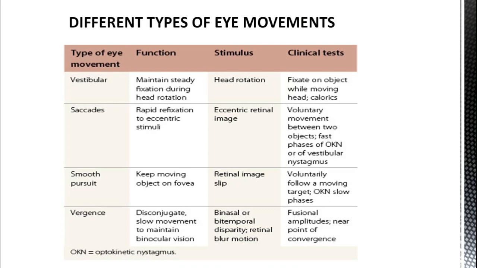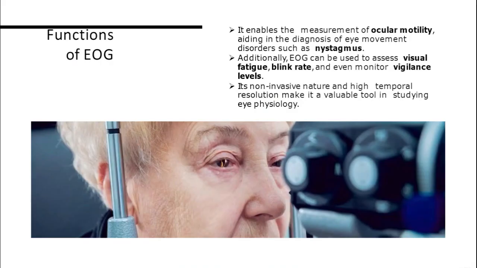It is a slow movement to maintain binocular vision. Now coming to the functions of EOG, it enables a measurement of ocular motility, that is the free movement or the normal movement of the eye. It aids the diagnosis of eye movement disorders, which is very important, that is nystagmus. In nystagmus, the eye goes up and down, or it can go left and right, and there is no control on the movement. So such a disorder is diagnosed through EOG.